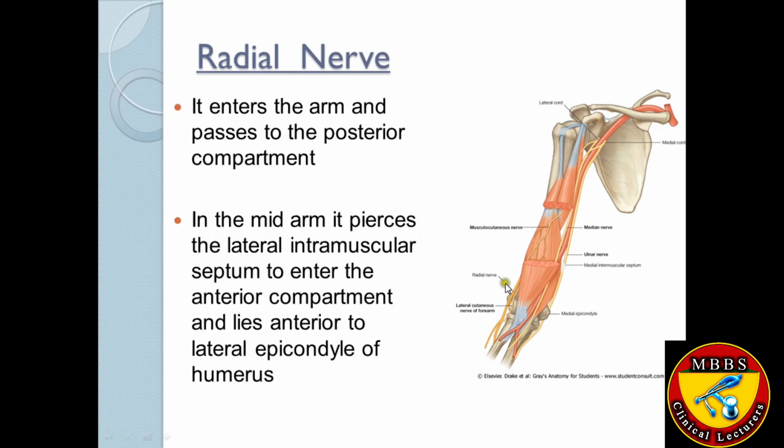The radial nerve, again you have to learn the course. It enters the arm and it immediately enters into the posterior compartment. Now in the mid-arm, the radial nerve pierces the lateral intermuscular septum and enters into the anterior compartment and lies anterior to the lateral epicondyle of the humerus and enters into the forearm. So this is how the nerves are passing from the arm into the forearm.